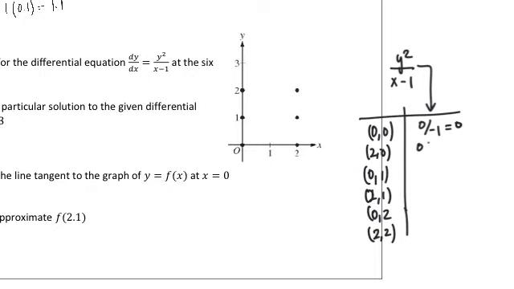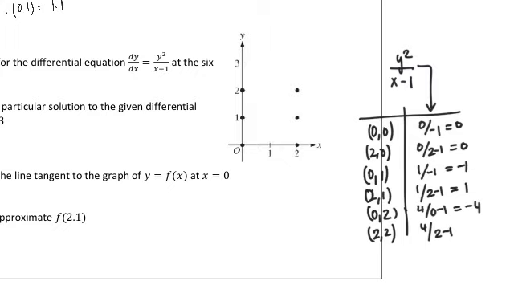y squared is 0, divided by 2 minus 1, that's 0. Here I have y squared is 1, divided by 0 minus 1, that'd be negative 1. And then I have 1 divided by 2 minus 1, that would be 1. And then I have 4 divided by 0 minus 1, which would be negative 4. And then I have 4 divided by 2 minus 1, which would be 4.